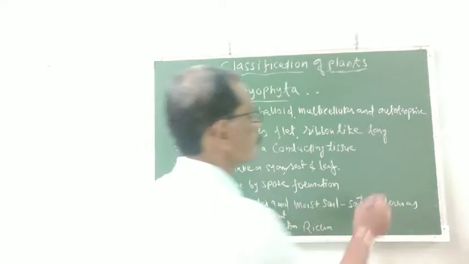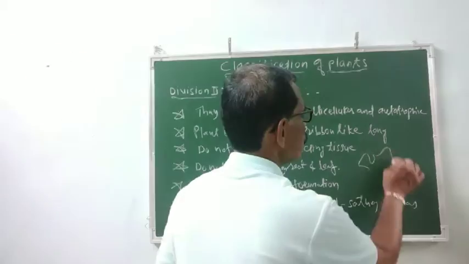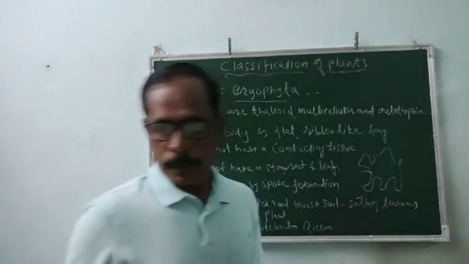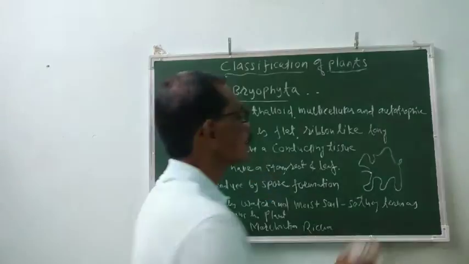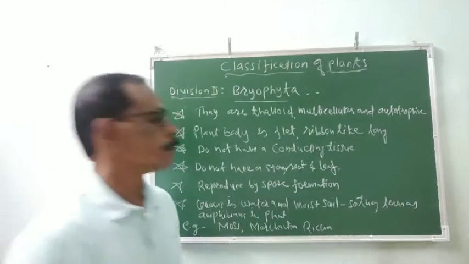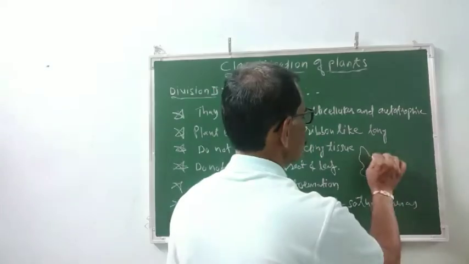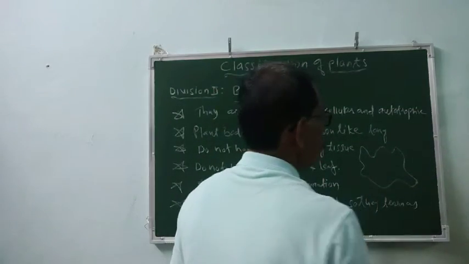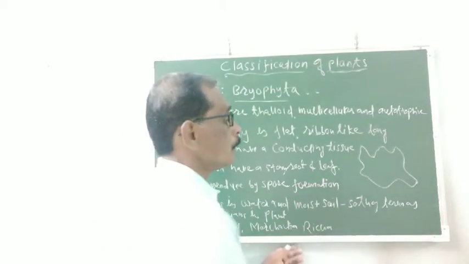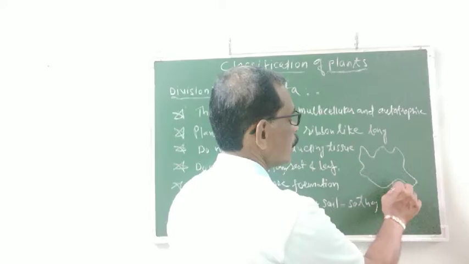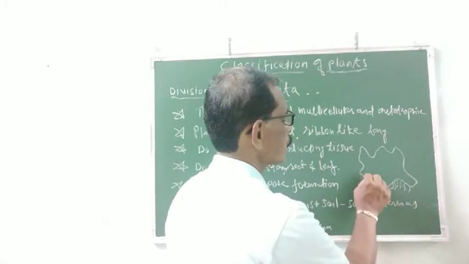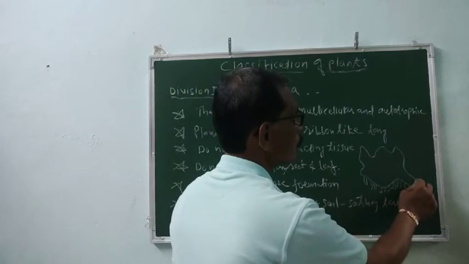See here, suppose it is the plant body of any bryophytes. See here, plant body of the bryophytes is the flat. In that flat plant body, here is a hairy structures, and that hairy structures works as a root, but they are not a root.